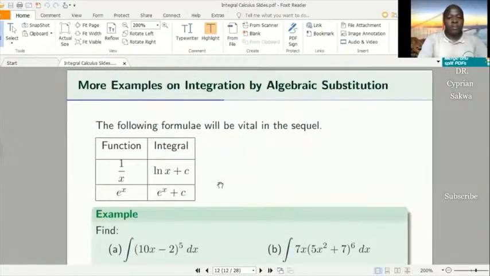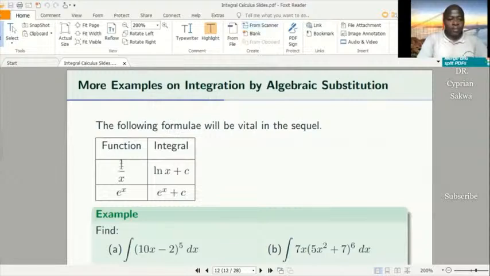Let's look at more examples of integration by algebraic substitution. In one of our videos, we looked at how to integrate using the method of substitution. So we just continue with that lesson, looking at various other examples. I begin with two formulas of how to integrate here, and these formulas will be very important to some of our examples.